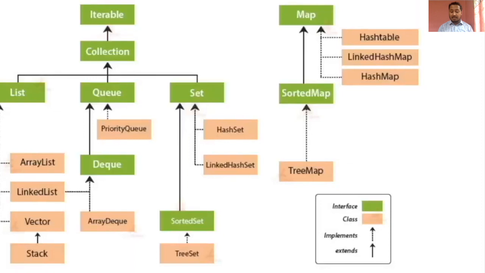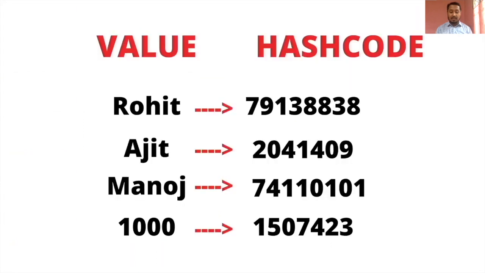In this video, we will cover the HashSet class of the Java collection framework. The HashSet class implements the Set interface and internally uses a HashMap. In a HashMap, there is a concept of hashcode. Every value has a hashcode, and hashcodes are unique in general.